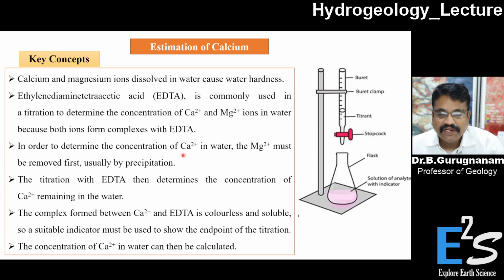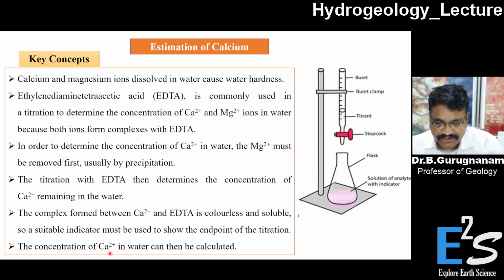In order to determine the concentration of calcium in water, the magnesium must be removed first, usually by a precipitation procedure. The titration with EDTA then determines the concentration of Ca. Now, after removing Mg, we are going to assess the concentration of Ca remaining in the water. The complex formed between calcium and EDTA is colorless and soluble, so a suitable indicator must be used to show the endpoint of the titration.